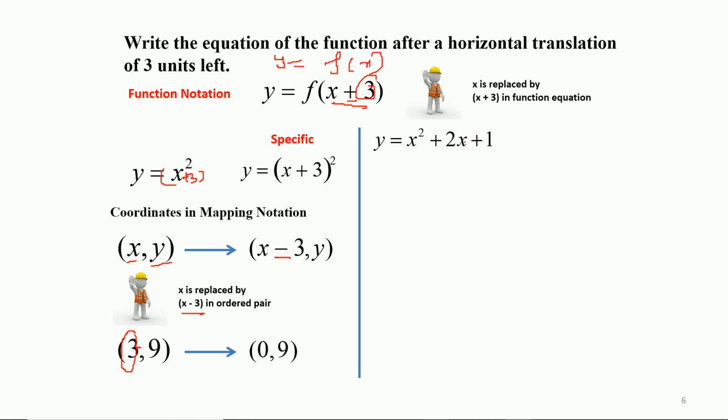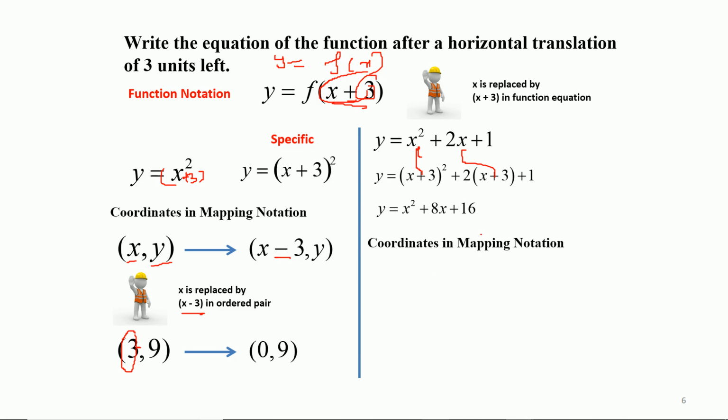Now we have y equal to x square plus 2x plus 1. What do we do with this? We have to replace x with x plus 3. So put x as x plus 3 and just reformulate it, rearrange it. It will be y equal to x square plus 8x plus 16. And what are the coordinates in mapping notation? If we have (x, y), what we have done is we have just put x equal to x minus 3, same as here. So (3, 16) in this case will be what? You have to subtract 3 only. 3 minus 3 is 0 and it will be (0, 16).